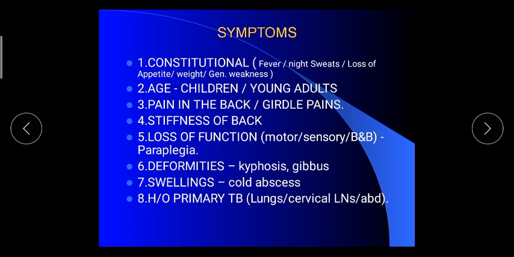He will complain of loss of function, that is, he cannot stand, he might not be able to walk, or he cannot move the legs, that is paraplegia. There will be motor deficit, sensory deficit, bowel and bladder symptoms, then deformities like kyphosis and gibbous. Kyphosis is nothing but forward bending of the spine. Swellings, that is cold abscesses, and symptoms of primary tuberculosis. So when lungs are affected, patient will have cough, hemoptysis, cervical lymphadenopathy, and abdominal pain and abdominal swellings.